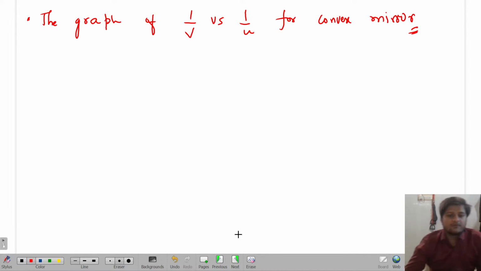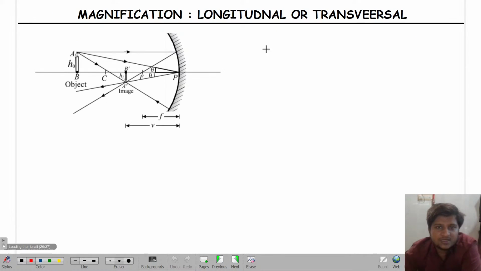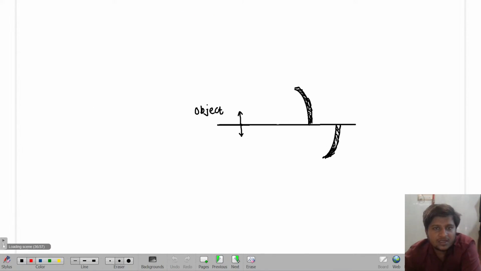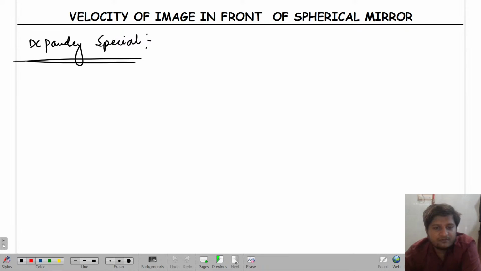Got it or not? After that, tomorrow I will complete magnification, longitudinal and transverse, and areal magnification and cutting of spherical mirrors. After that, velocity of image, and we will solve the problems. Got it or not? Today, I think I'll take one more class in the evening. Okay. Yes, sir.